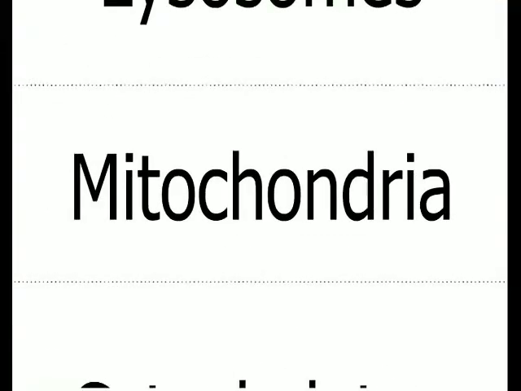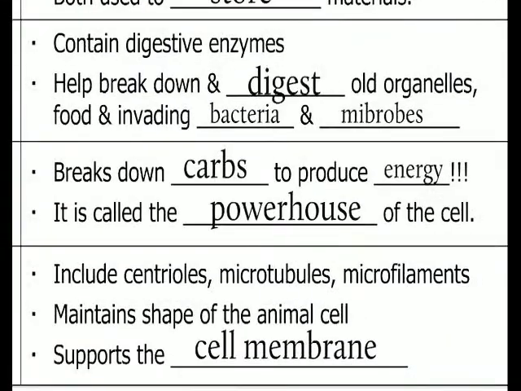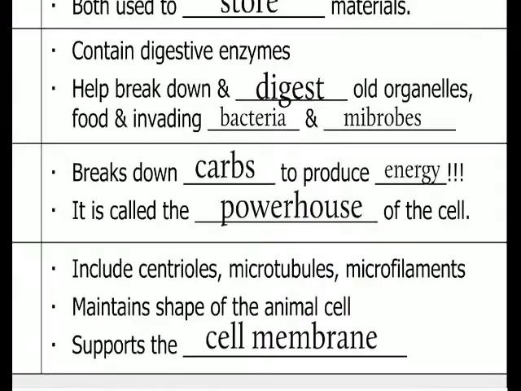Then we've got the mitochondria. Mitochondria are shaped kind of like a bean, and they break down carbs to produce energy. This is called the powerhouse of the cell because that's where the cell gets its energy from.